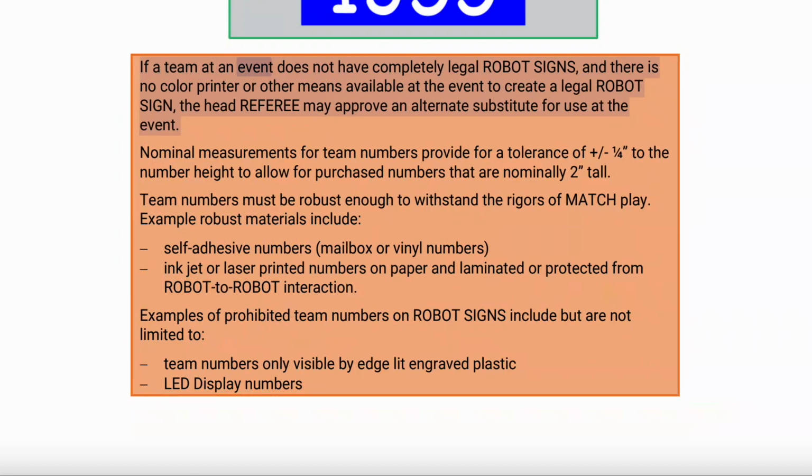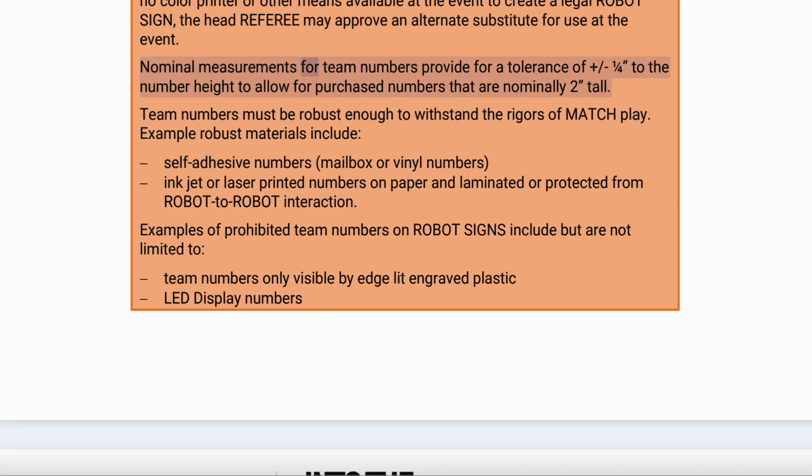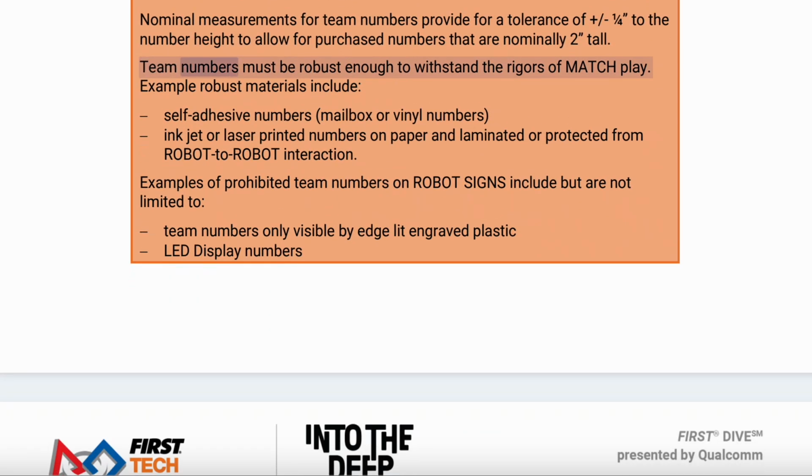If a team at an event does not have completely legal robot signs, and there is no color printer or other means available at the event to create a legal robot sign, the head referee may approve an alternate substitute for use at the event. Nominal measurements for team numbers provide for a tolerance of 1/4 to the number height to allow for purchased numbers that are nominally too tall. Team numbers must be robust enough to withstand the rigors of match play.